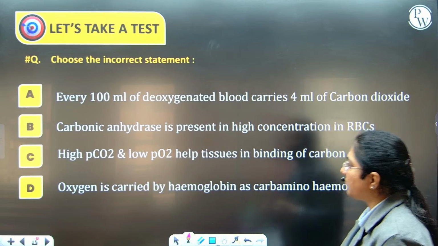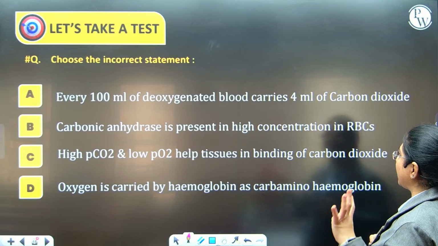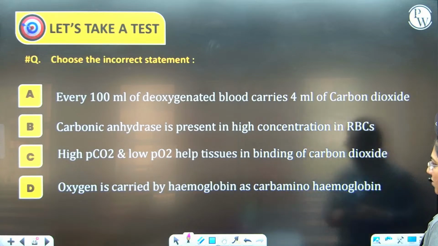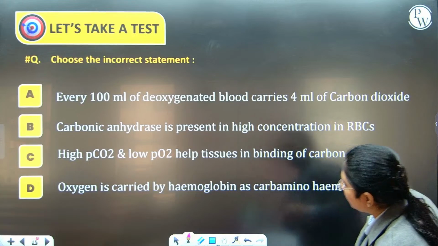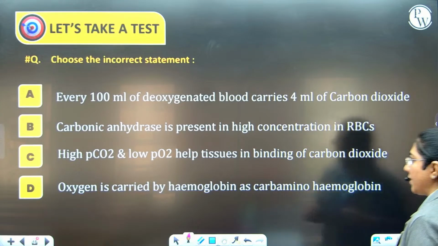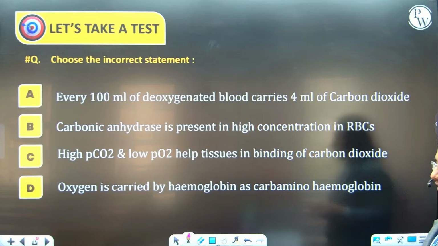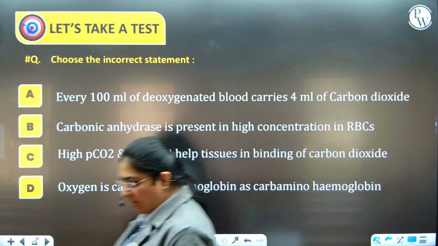Choose the incorrect statement. Every 100 ml of deoxygenated blood carries 4 ml of carbon dioxide. Carbonic anhydrase is present in high concentration in RBCs. High PCO2, low PO2 helps the tissues in binding of carbon dioxide, and oxygen is carried by hemoglobin as carbaminohemoglobin. Quickly, can I have the answer for this?